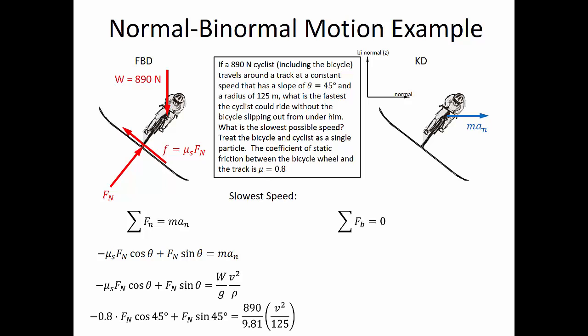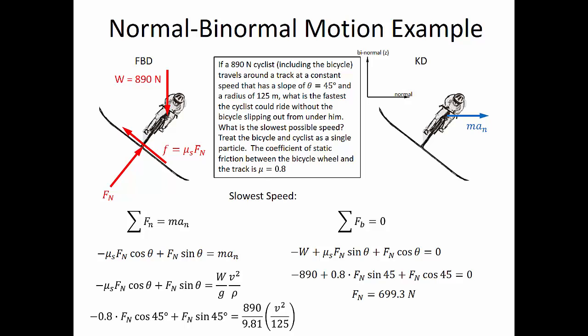Again, we look at the binormal direction and know that the sum of the forces in the binormal equals 0. Writing our equation, again, the equation is very similar to what we had at the fastest speed, only our friction sign changes direction. Now it's positive instead of negative.